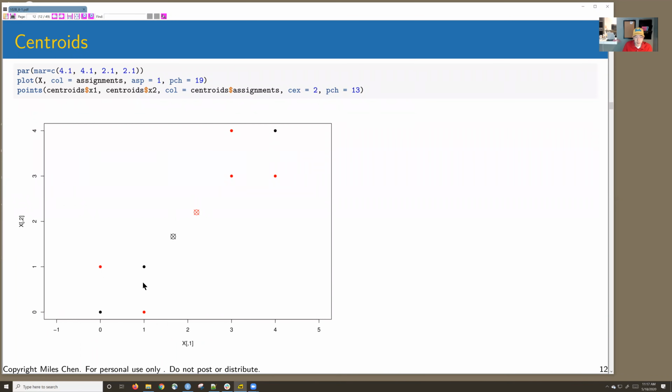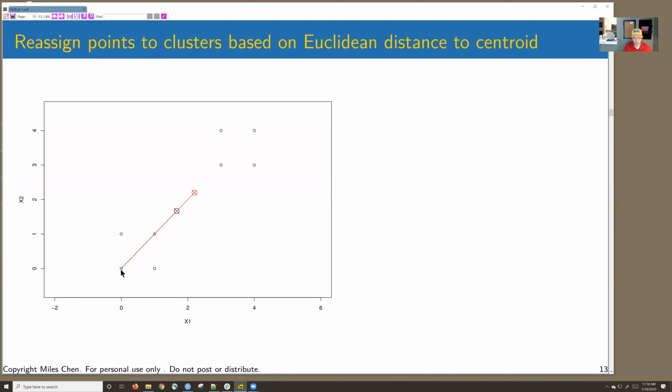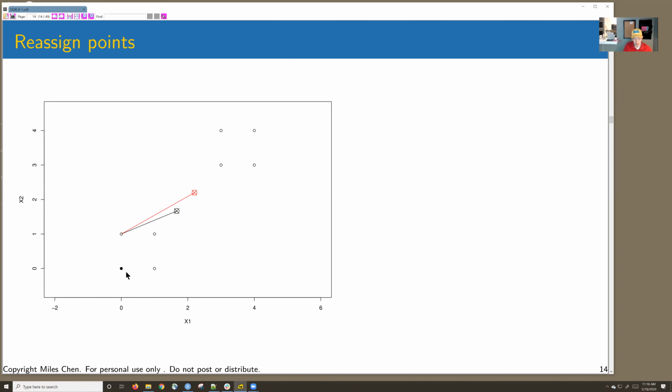All right, so if I graph these, these are our 2 centroids, 1.67, 1.67 here, and 2.2 and 2.2 here. And what we are going to do is go through every single observation. For every observation, we say which centroid is closer. So we're going to start here and say, is the black centroid or the red centroid closer? We measure the distance from this point to here, and the black centroid is closer. So it gets assigned to black.